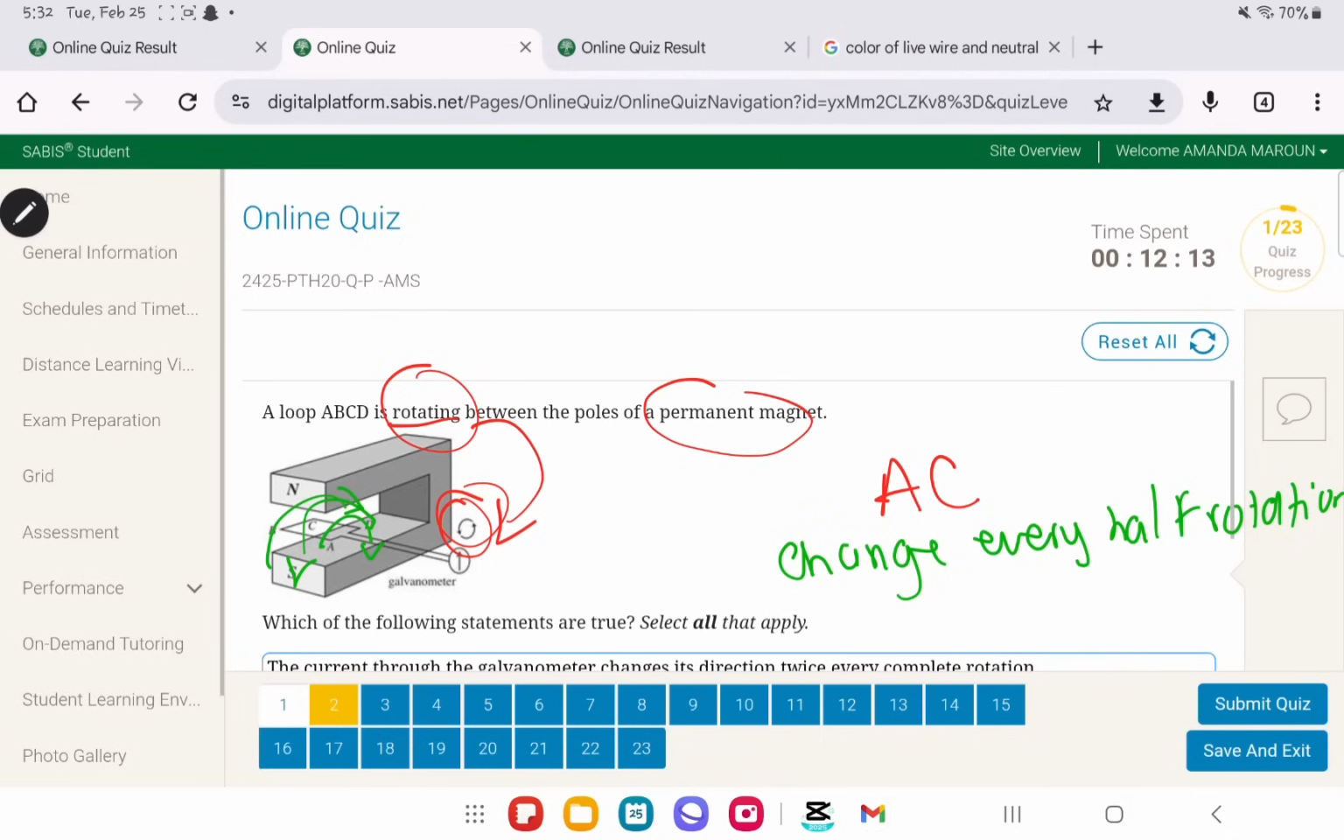Another thing is the magnetic field. What about the magnetic field? We know that the magnetic field outside goes from the North Pole to the South Pole. And as you can see, it is perpendicular to the wire. So when it is perpendicular to the wire, in this case, it is horizontal. So horizontal means the wire is perpendicular to the magnetic field. That means it has what? It has a change in magnetic flux.